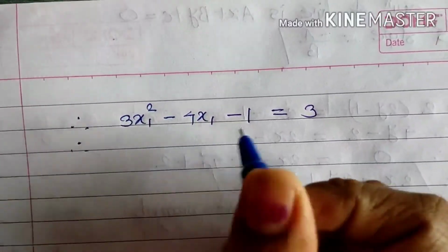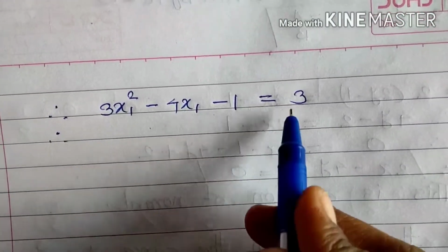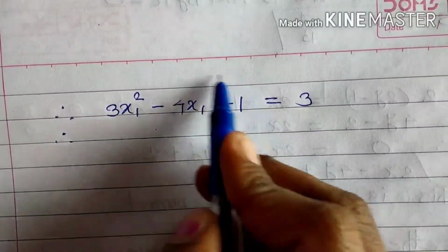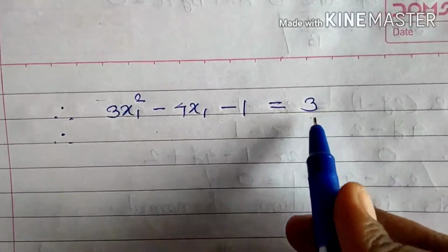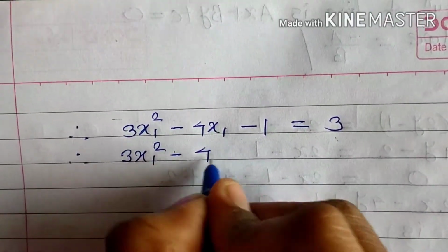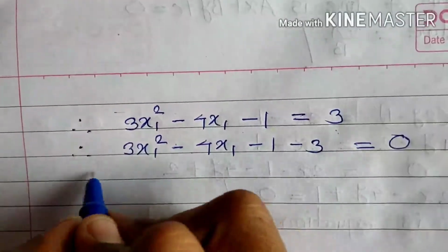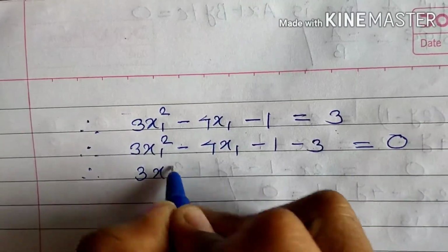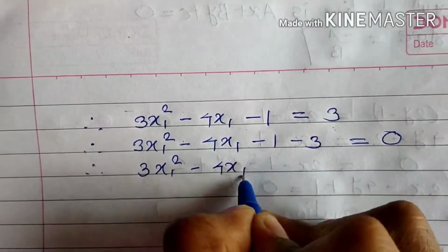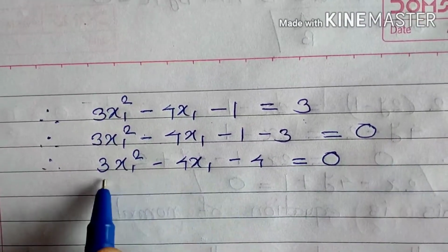Now take this 3. This is because the slopes are equal. This is the slope of the tangent and this is the slope of the line. So 3x1 square minus 4x1 minus 1 minus 3 is equal to 0. So therefore 3x1 square minus 4x1 minus 4 is equal to 0. Now this is the quadratic equation.